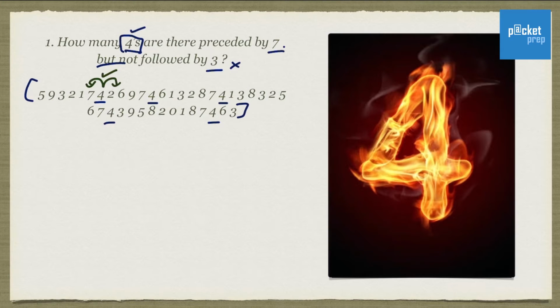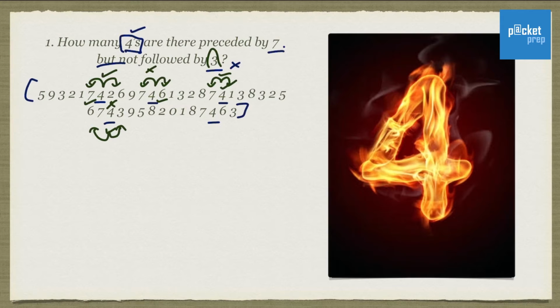Now let's look at the second numeral 4 in the given sequence. Even the second one is preceded by 7 and not followed by 3. So both first 4 and second 4 satisfy the given conditions. What about the third one? It is preceded by 7 and not followed by 3. So even this one satisfies the given condition. And let's look at the fourth one. It is preceded by 7 but followed by 3. But in the given question, it should not be followed by 3, isn't it? So this 4 is wrong.